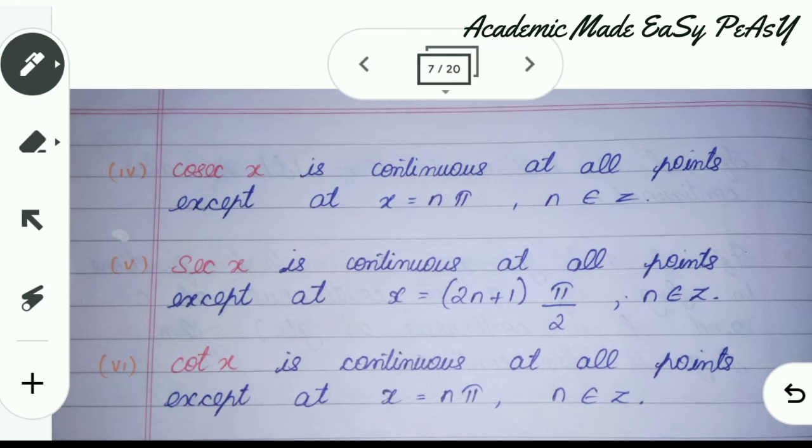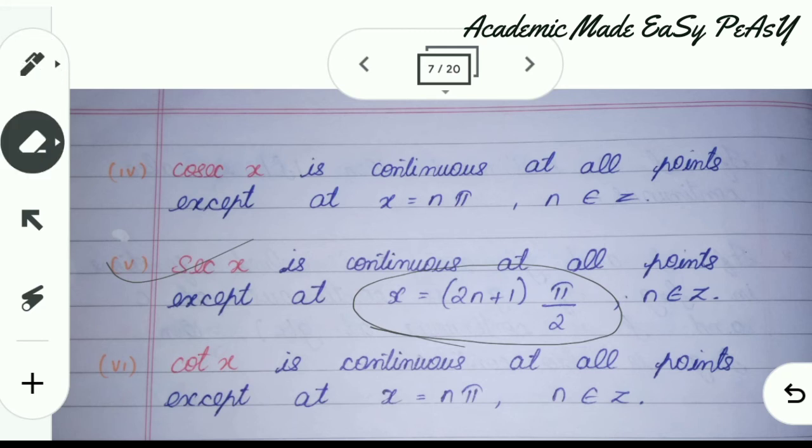Next, secant x is continuous at all points except at x is equal to (2n plus 1) pi by 2. So that is odd positions. That is pi by 2, then it is 3 pi by 2, 5 pi by 2. At all these points, secant is not defined. If you just check the table which we learnt in 11th standard, or the value table, you will understand it more, and if you just substitute and see, you will understand it.